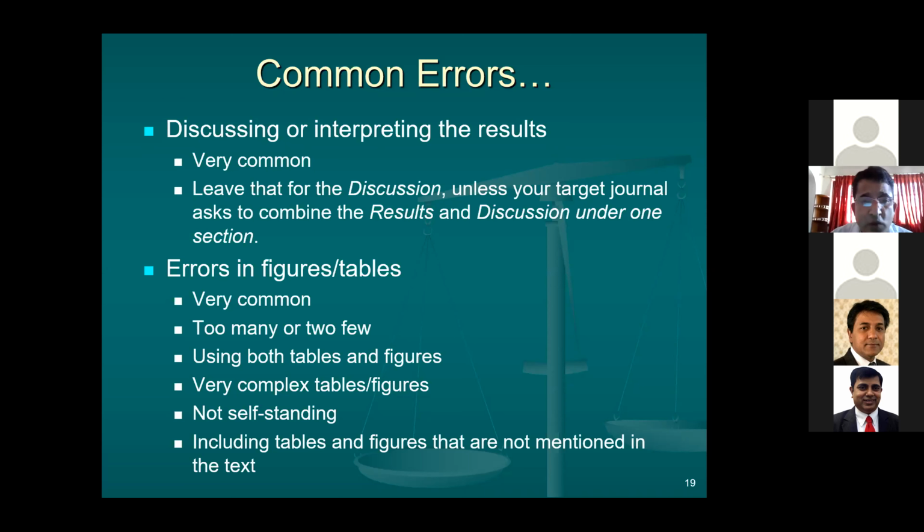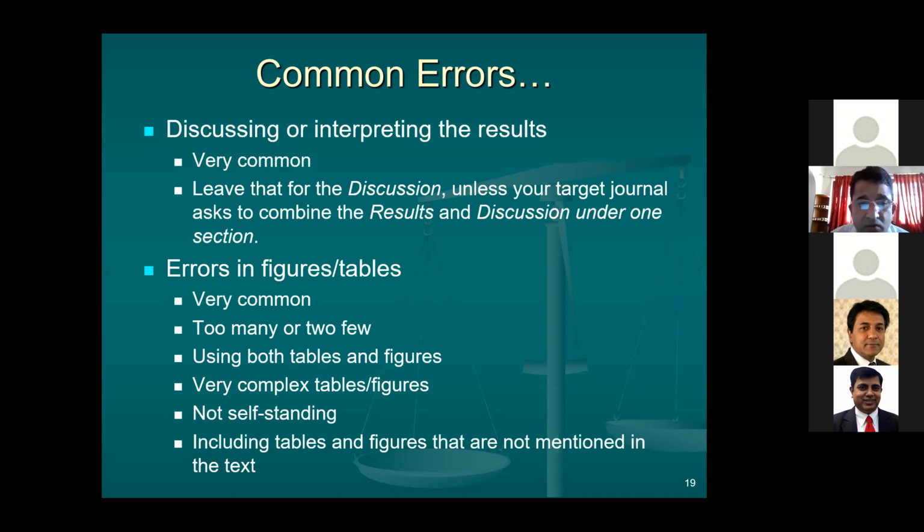And if an article has only text, then it automatically becomes boring to read also. So you should have at least one or two tables or figures in your original article, but not having any figure or table, or having too many, is both ways not acceptable. Again, using both tables and figures, just use one data visualization technique. Either use a table or a figure, not both.